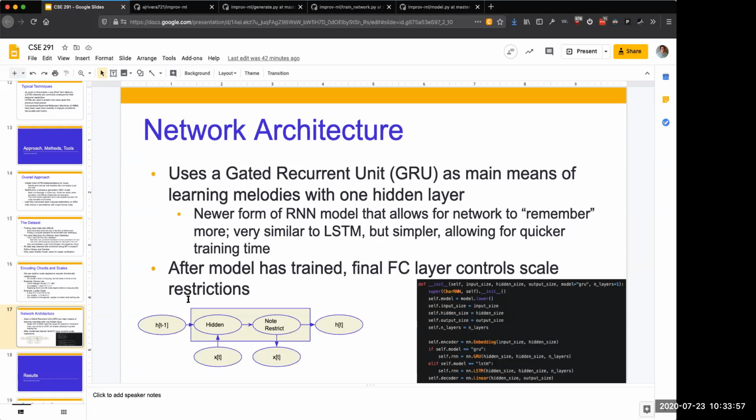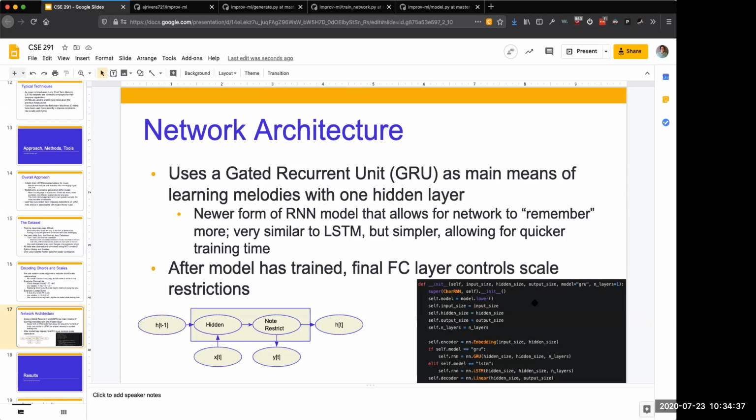And so you can see the general structure of our model here. Basically, it takes in the previous prediction, as well as the note input into the hidden layers, and then after the hidden layer processing, it would restrict the notes in a final fully connected layer, and then output. Whoops, this should actually be Y. It would output the note, and then it's input into the next time cycle.